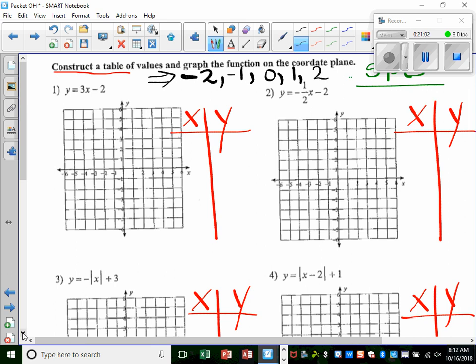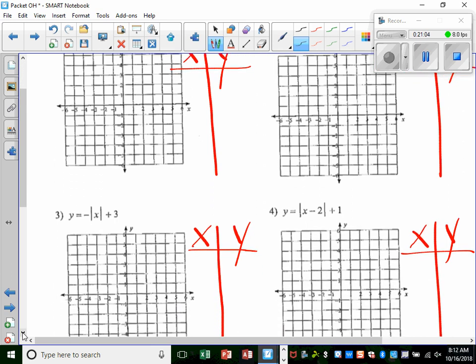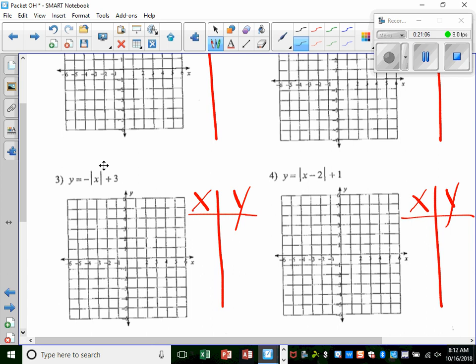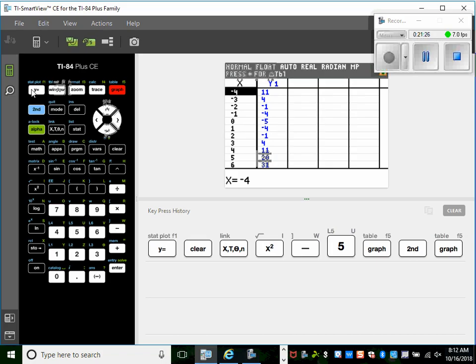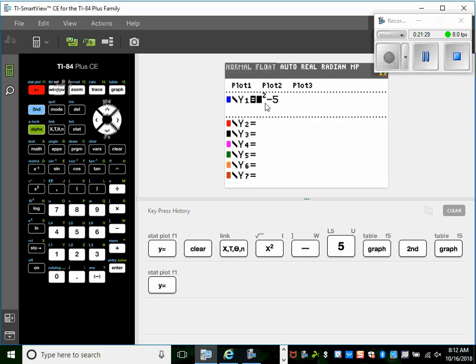Now, I need to show you how to do questions 3 and 4, because 3 and 4, notice it has, what kind of symbol is this? Absolute value. So we just need to make sure everybody knows how to get to this absolute value bar. All right, so we're going to do number 3 together. All right, so let's go back to our calculator. Okay, we're going to hit y equals. Anytime you're ready to graph, you always hit y equals. Okay, and let's clear this out.